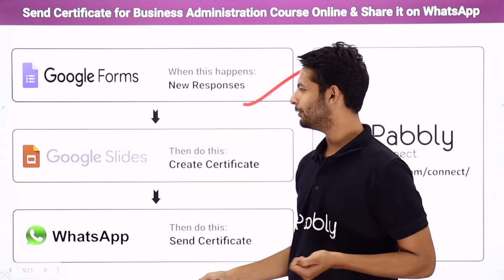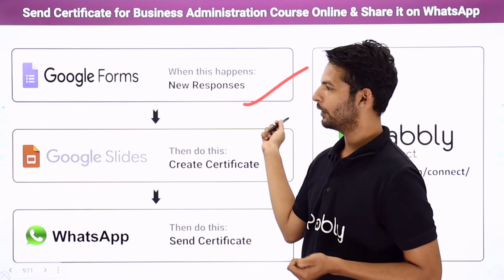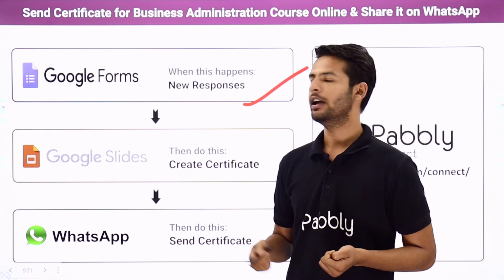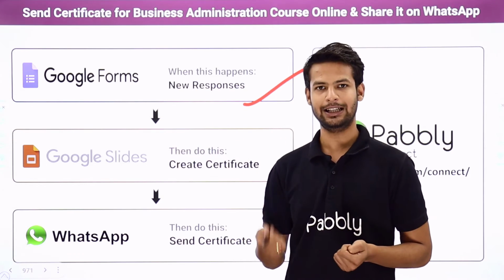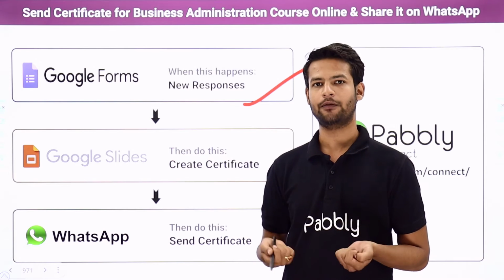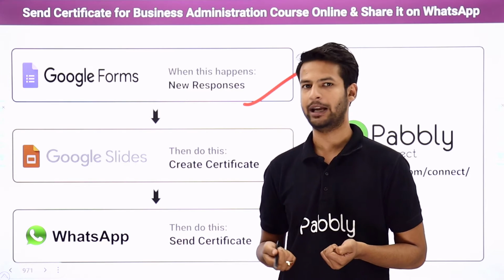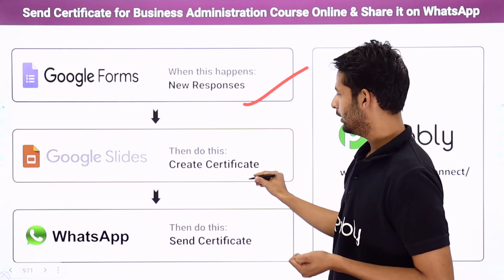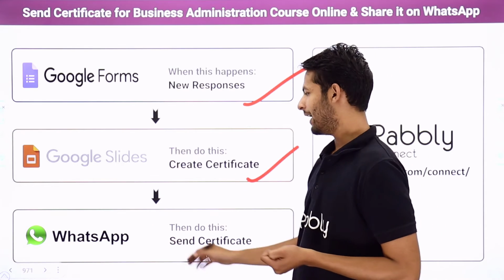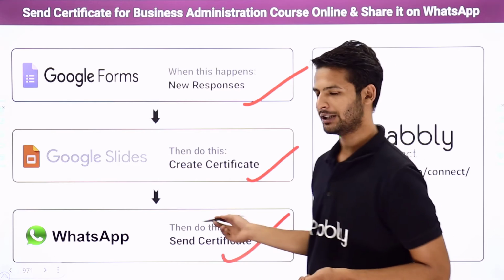So for that, I have used three applications here. First is Google Forms to create the online form. Here I have used Google Forms. You can use any other platform like Typeform, Pably Form Builder or JotForm, etc. Then I have used Google Slides for creating the certificate. And finally, I have used WhatsApp. You know, it's a famous chatting app.